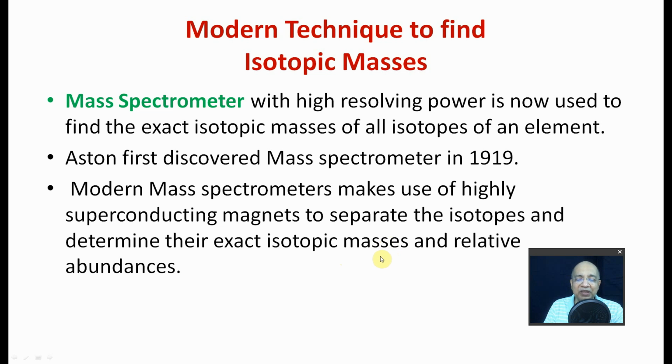Exact isotopic masses, not only that, but also their relative abundances, can be obtained by mass spectrometers.